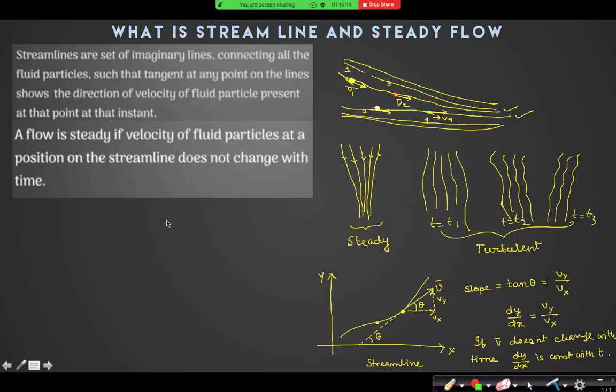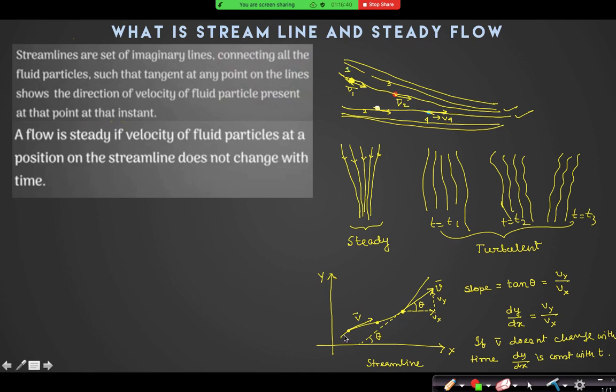Suppose you draw something like a sine curve, then you will find that many points have the same velocity in magnitude and direction. That may be possible. Suppose this point and this point may have the same velocity in magnitude and direction. That is also a part of streamline, steady flow.